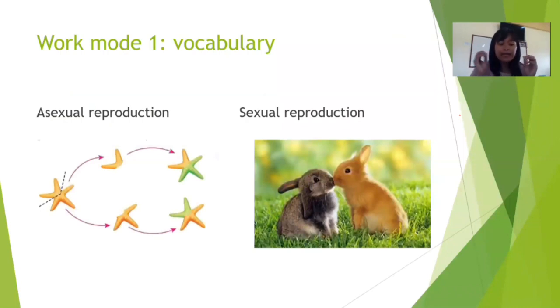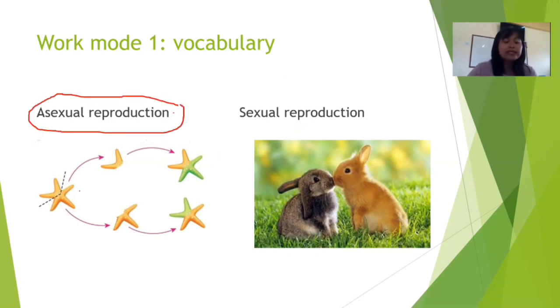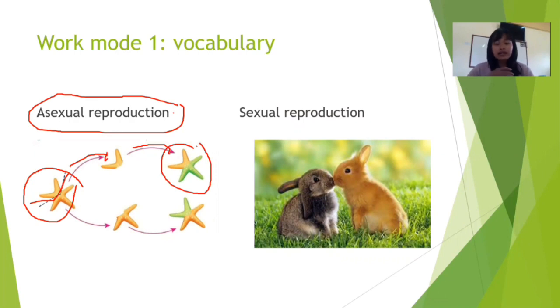Animals reproduce in two ways: asexual reproduction and sexual reproduction. Basically, asexual reproduction happens when a part of an organism gets detached from the original part. Let's look at the screen, please. For example, this starfish, a part of it gets detached, and then it forms its own body, making it a new or another living organism.